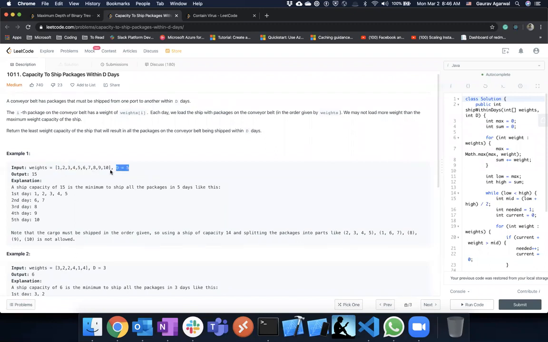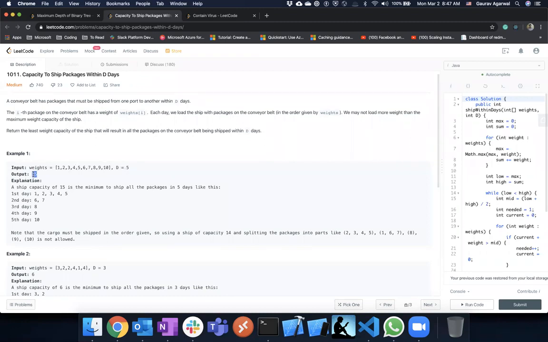So the goal here is to figure out the capacity of the ship, or you can say container, whatever we want to assume, in which we can put these packages that we can use to ship in 5 days. Okay, so there is only one ship. We need to figure out the minimum capacity of that ship to put the packages in order to be shipped in exactly 5 days. Okay, so take an example here.